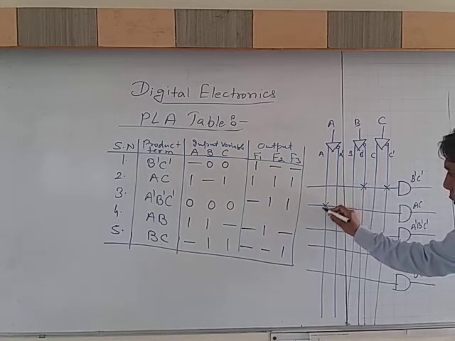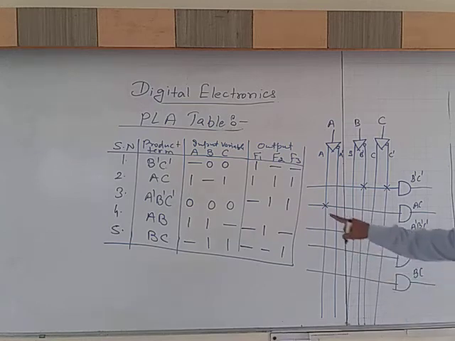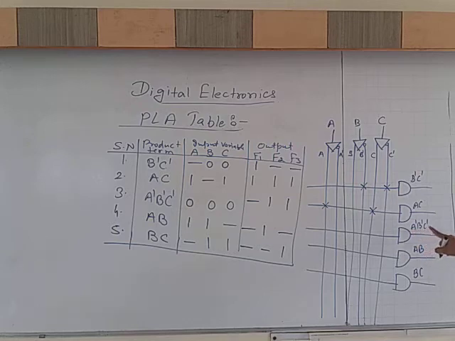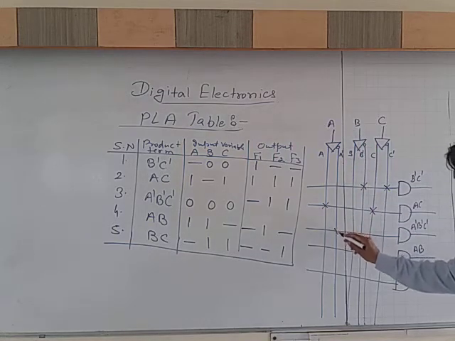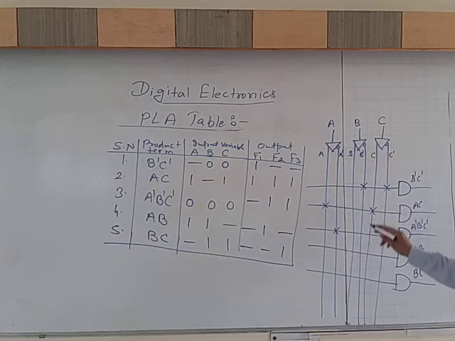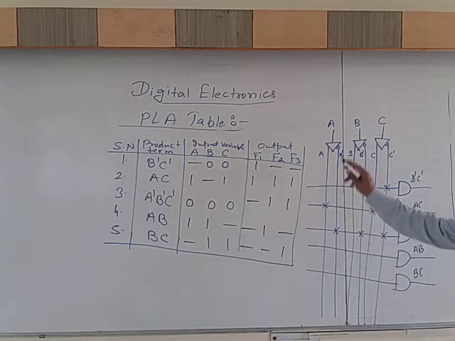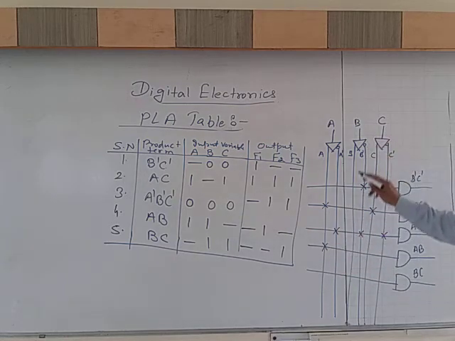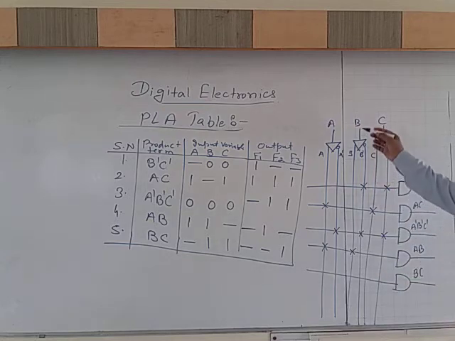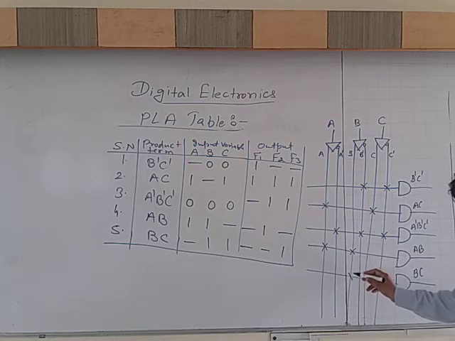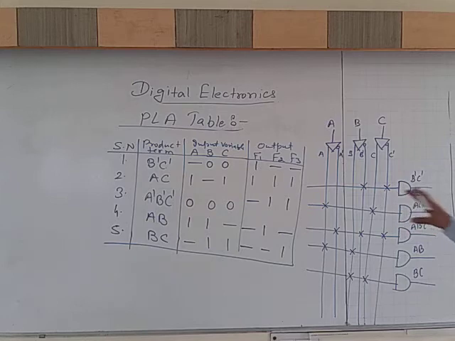So B dash C dash will be programmed from here, B dash C dash. AC, so we will put a mark at A and at C also. For A dash, B dash, C dash, we will put the mark at A dash, B dash and C dash. For AB, we will put A and then the mark on B. For BC, we have a mark on B and we have C here. In this way we programmed our AND array.